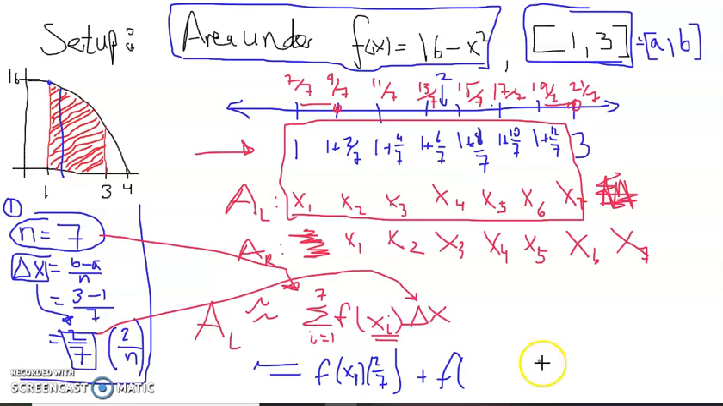plus f of x2. Oops. Now notice it's not f of 2, it's f of x sub 2, which is this value. So you plug in the 2/7 value and get whatever the function value is at that point, which is the height of the box. That's the height of x2, 1 plus 2 sevenths, or 9 sevenths, and you see what the value is, and then multiply that by 2 sevenths, and so on.